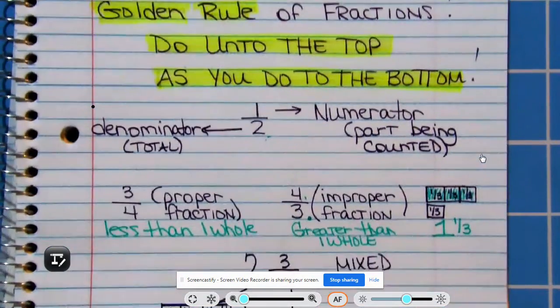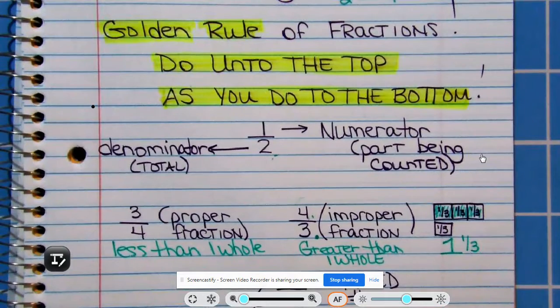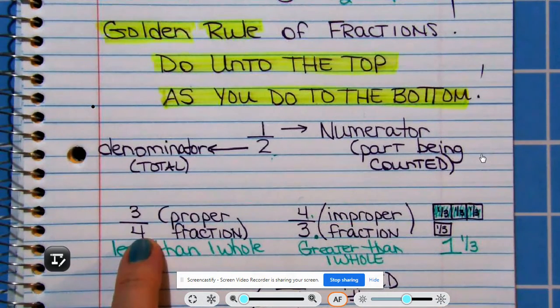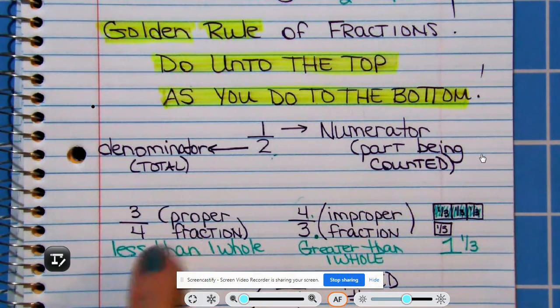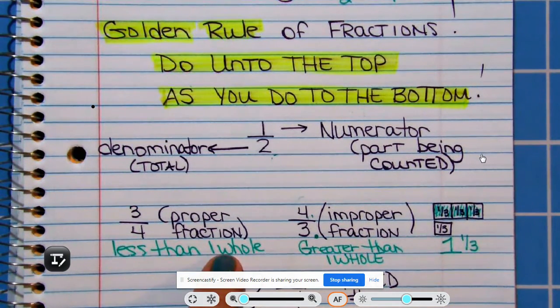All right, we have different types of fractions. 3/4, your numerator is smaller than the denominator. When the numerator is smaller, that is a proper fraction. It is less than 1 whole. We would have to have 4/4 to have 1 whole, but we only have 3/4. So that is less than 1 whole.